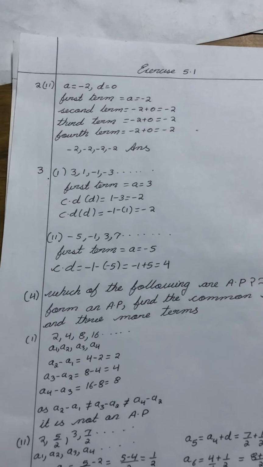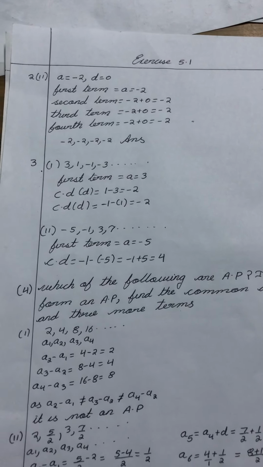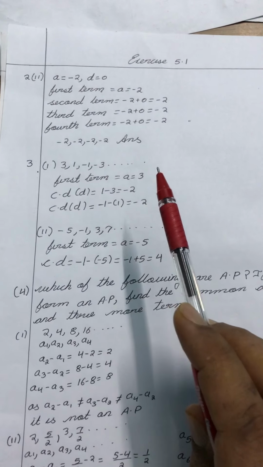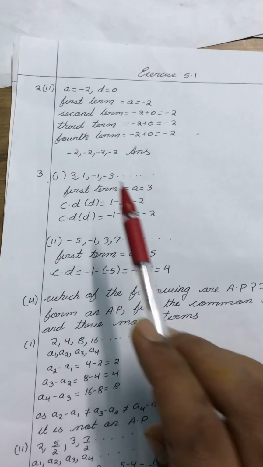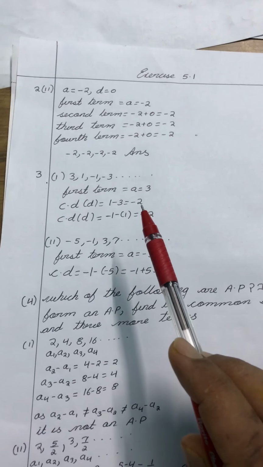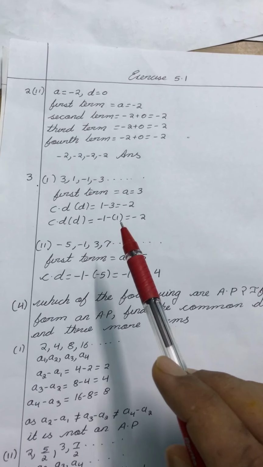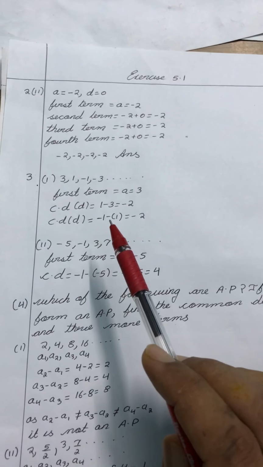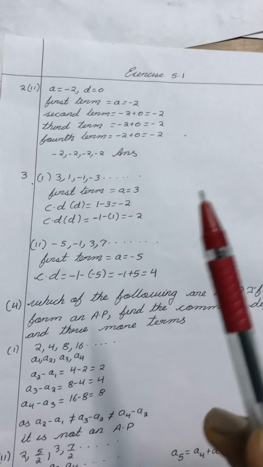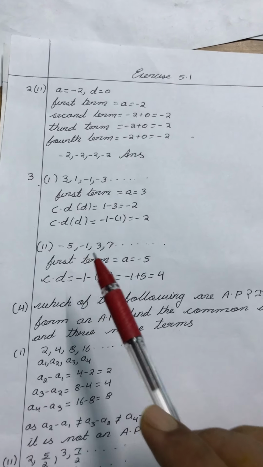Now question number three, exercise 5.1. In question number three, an AP is given and they ask us to identify the first term and the common difference. So first part, the AP is 3, 1, minus 1, and so on. So the first term is A, that is 3. Now how to find the common difference? A2 minus A1. That means 1 minus 3 equals minus 2. Even from the third term, if you subtract the second term, then also you get the common difference. Okay. So A3 minus A2, minus 2. So there is no need to find two terms. It was just to explain to you that if from the next term you subtract the previous, you get the common difference.